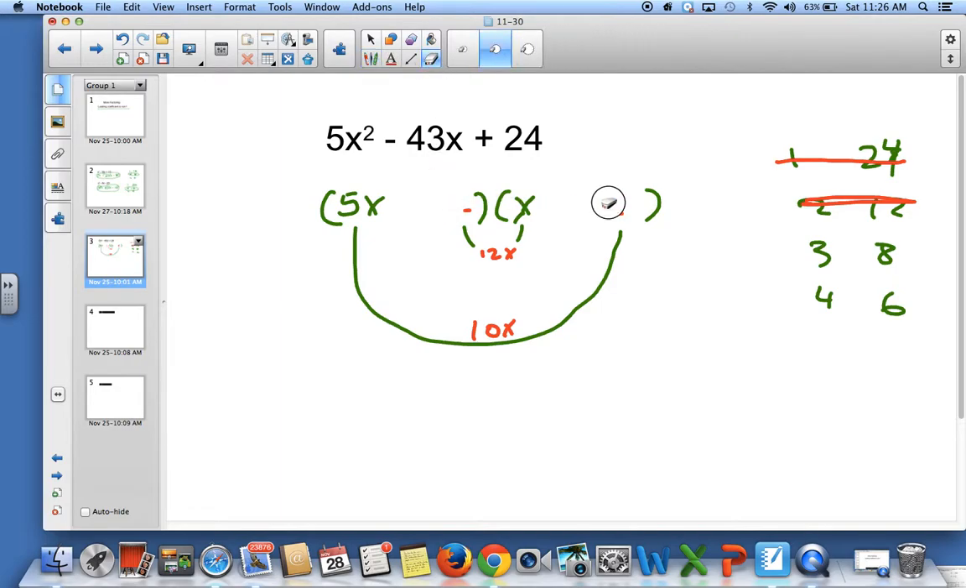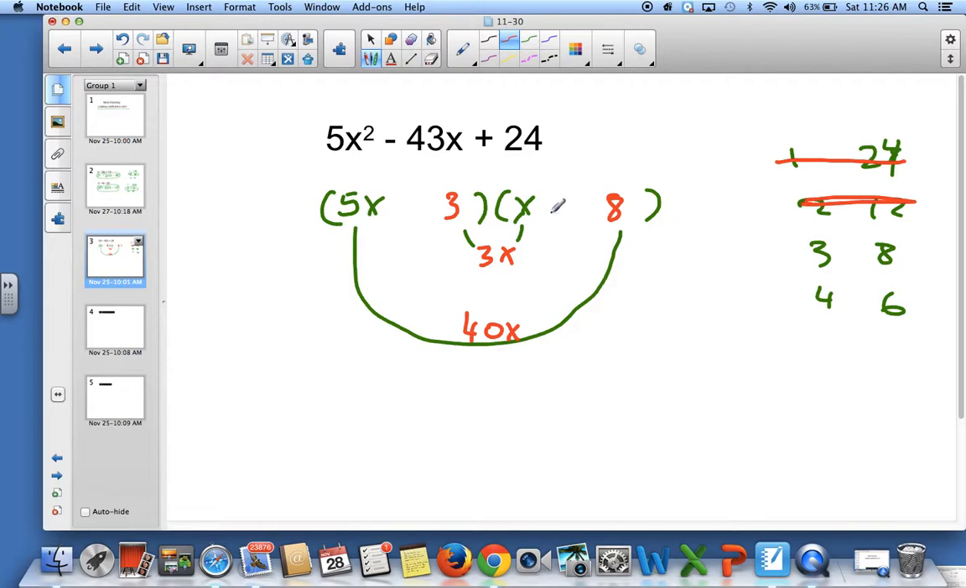And people get frustrated, but it really doesn't take that long. You just go through them and get it done, and instead of trying to rack your brains about things, we can just figure out these are our possibilities. Let's try 3 and 8. So 5 times 8 is 40x. 3 times x is 3x. They do add to get 43. So those are my correct numbers.